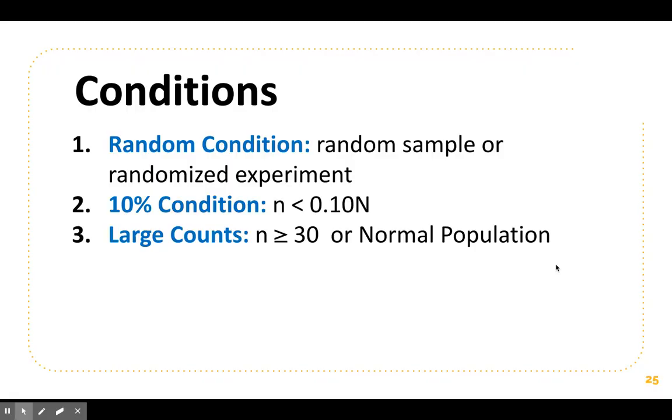So what conditions need to be met for that to be true? They're very similar to proportions with just some slight differences. For the random condition, you still have to randomly sample or have a randomized experiment. The 10% condition is still true.